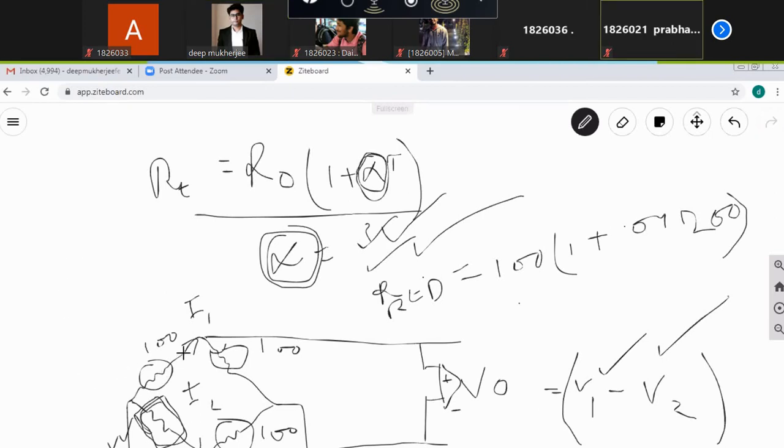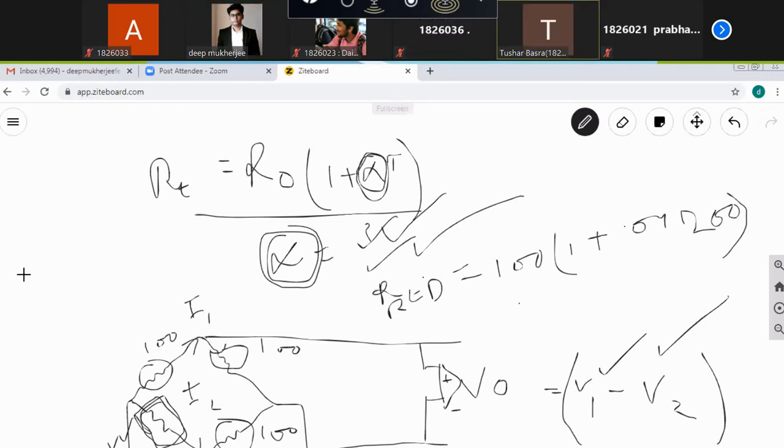First you can find the value of I1. I1 means the current flows in this way. The total resistance covers these two resistances, 100 plus 100, that is 200 ohm. So I1 is V by R, and here the excitation voltage is E. So I1 equals E by 200.